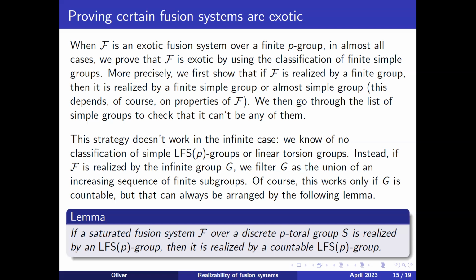Well, that's not true, but it's generated by a countable set of morphisms. It's not true because it's got uncountably many subgroups, so uncountably many objects in the fusion system. I think I have to go back and look, but I think as soon as you get a rank 2 discrete p-torus, then you can get that.